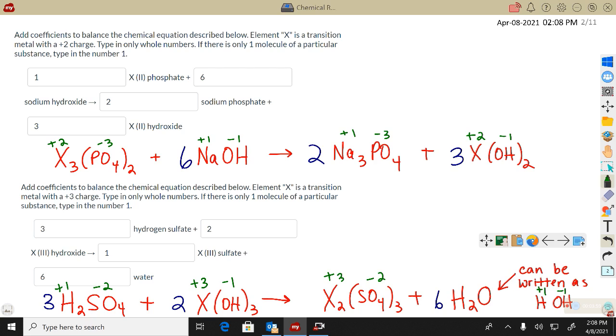Then I should have 3 groups of sulfate on both sides, 2 atoms of X, and the sulfate groups stay the same on both sides, but then I should also have 6 more oxygen. They're going to come from the hydroxide. Because again, there's 3 groups of hydroxide, and then there's 2 molecules, for a total of 6 extra oxygen that now end up in the water. Now you could also balance this by putting a 6 out in front of HOH. Hydrogen hydroxide is another way of writing water.